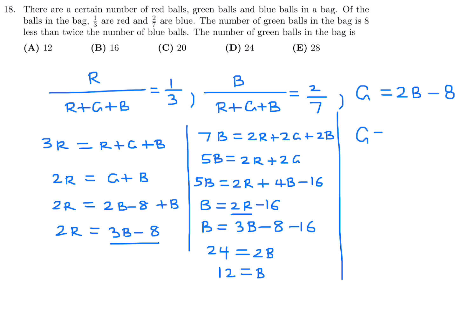Now they want us to figure out g, so substitute b back into this equation, and I got 2 times 12 minus 8, so that's 24 minus 8, and therefore g is equal to 16. So number 18, the answer is 16, which is choice B.